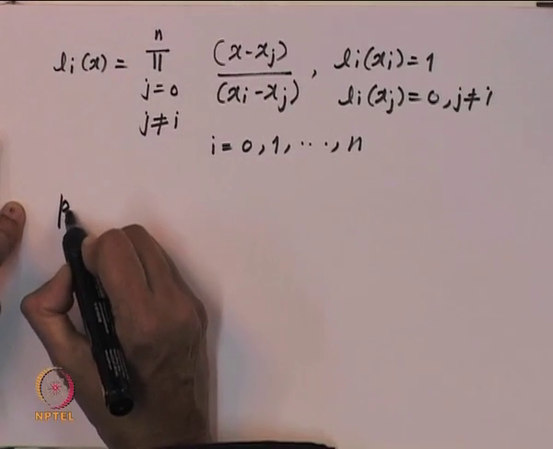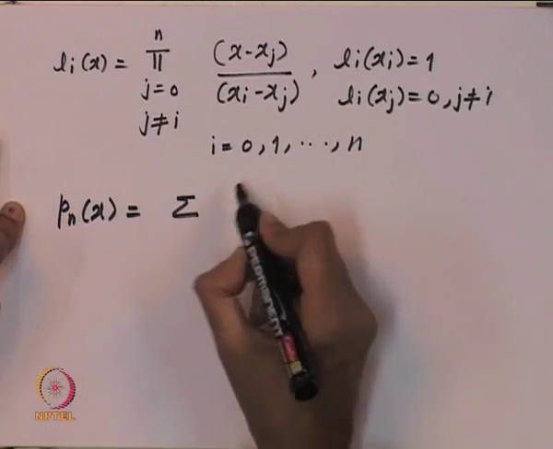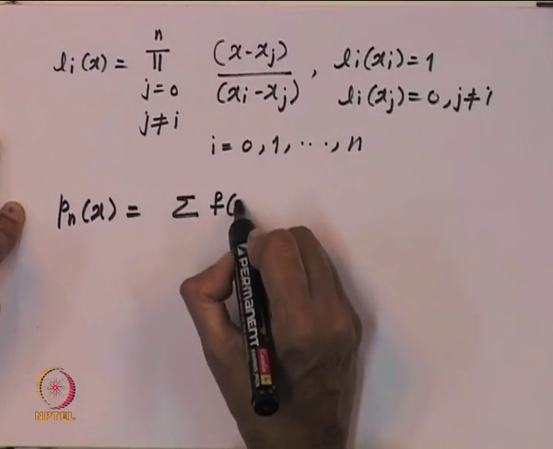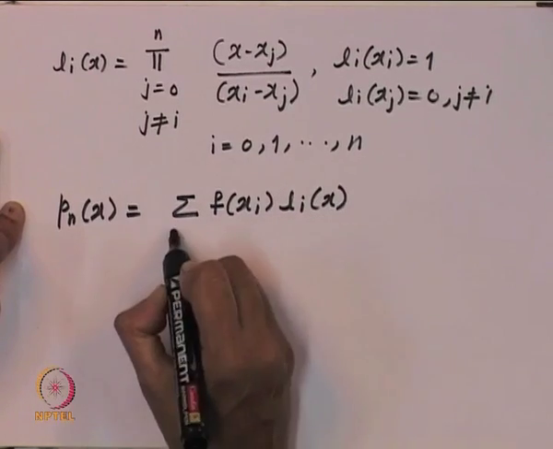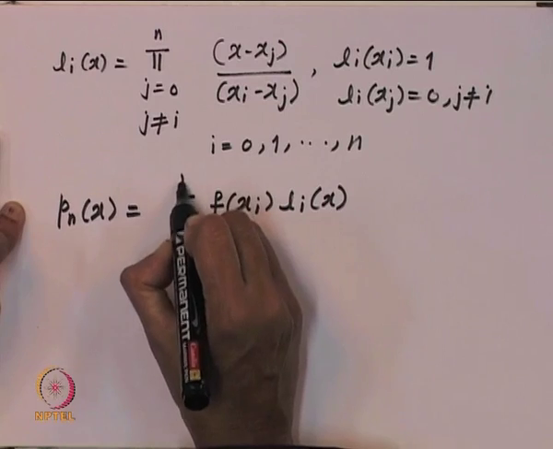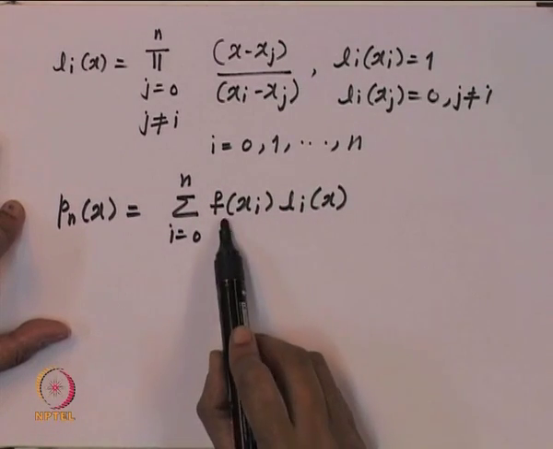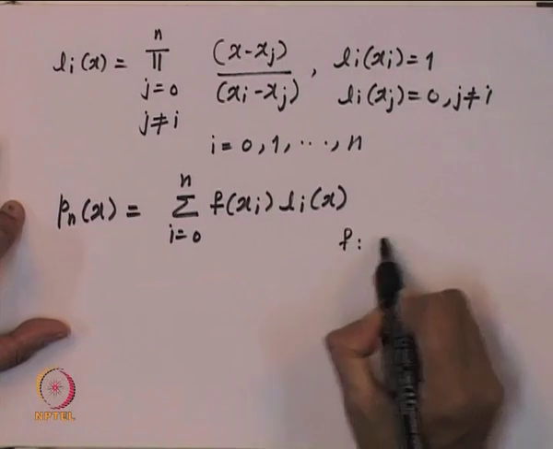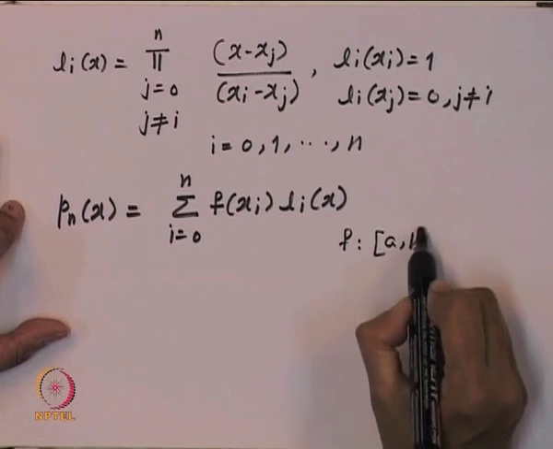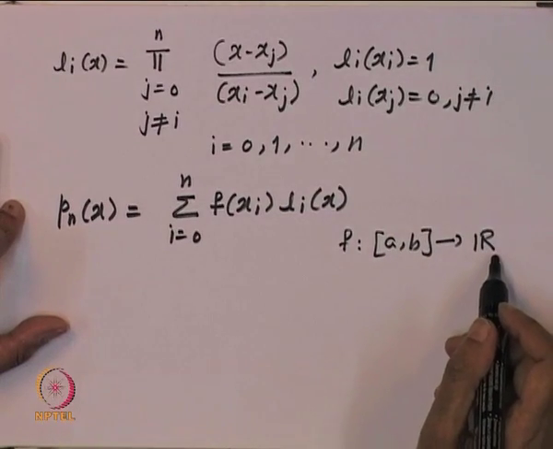Now, consider p_n(x), which is equal to the summation of f(x_i) L_i(x), i going from 0 to n. So, I am multiplying L_i(x) by f(x_i). f is a function which is defined on the interval [a, b] taking real values, and we assume it to be continuous.